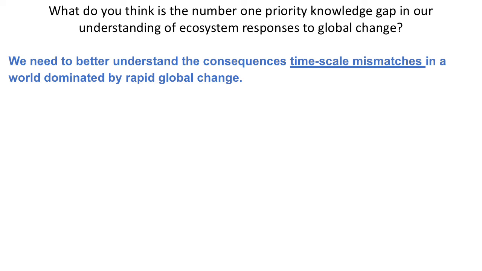Okay, so let me end with what I think, based upon all this, is a priority knowledge gap for our attempts to understand how ecosystems are going to respond to global change. I would argue that the big gap is we really need to understand the consequences of what I'd like to call time-scale mismatches in this world dominated by rapid global change.